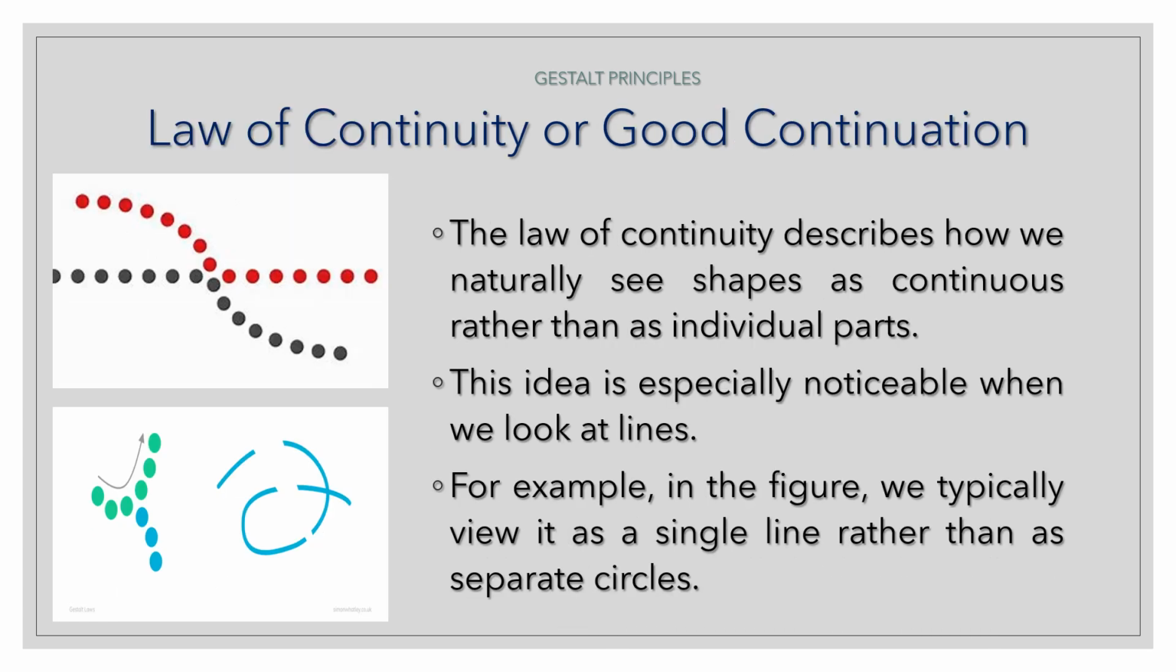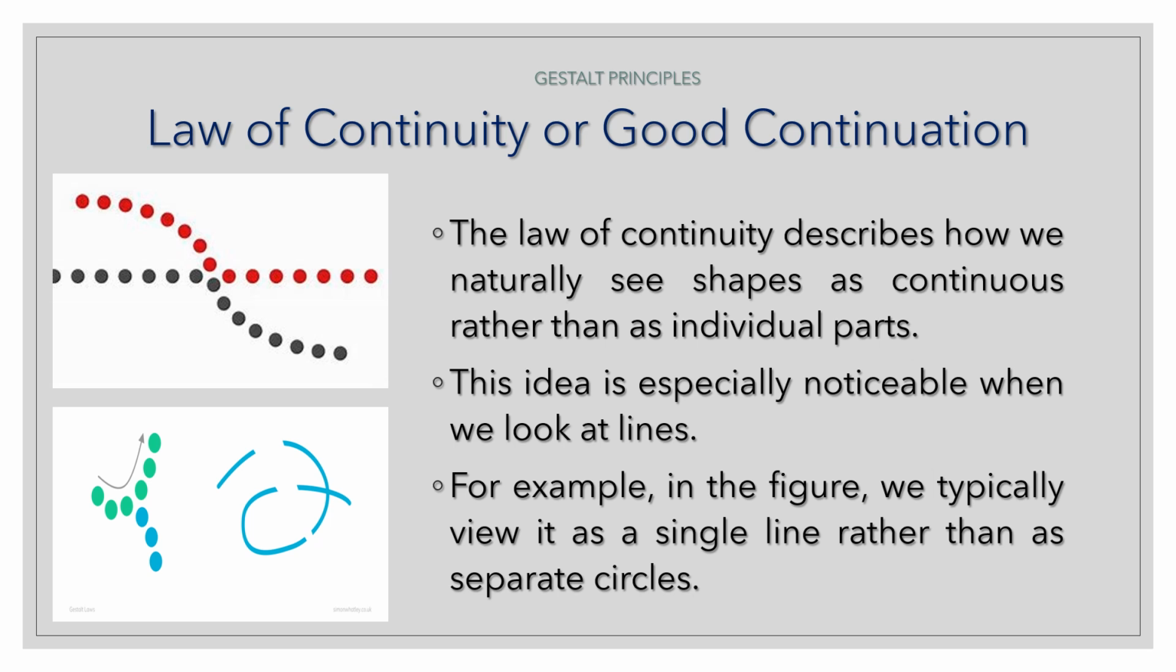Law of continuity or good continuation. The law of continuity describes how we naturally see shapes as continuous rather than individual parts. You can see that there are dots in black color and red color. The dots are in themselves single dots, but you can imagine a line when the dots are placed in the vicinity. You can perceive this as a line.